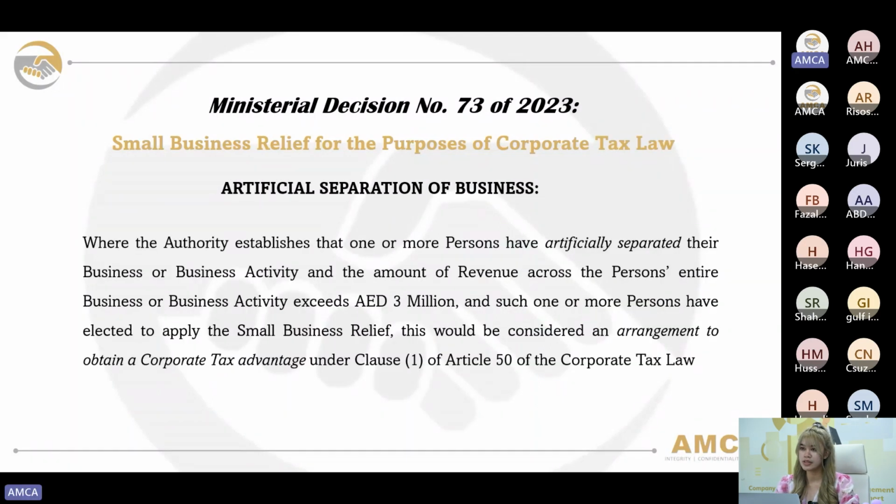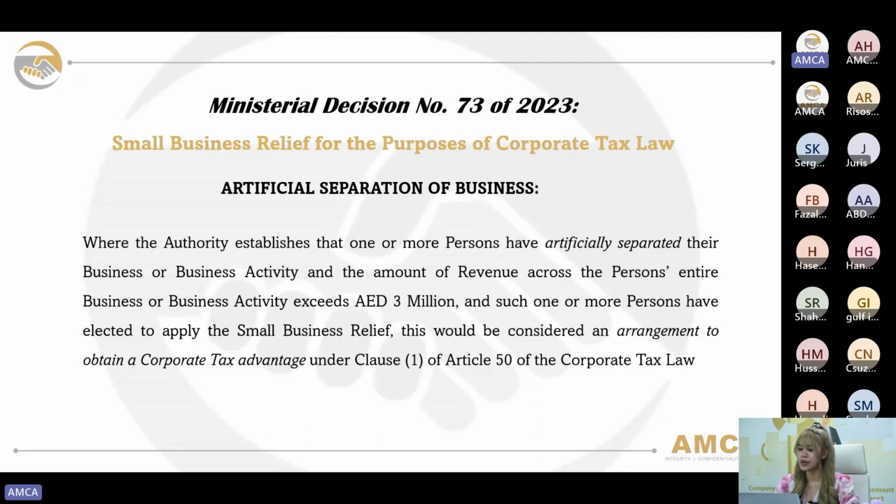The ministerial decision has also specifically highlighted the artificial separation of business. So artificial separation or disaggregation is a practice where some businesses may separate the different elements of their company into multiple separate legal entities, wherein in reality they are just one company and the main purpose of separating them is to avoid corporate tax obligations.